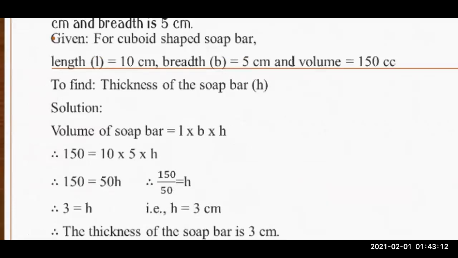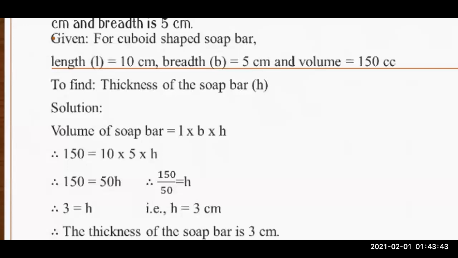Okay. Now what is given for the cuboid-shaped soap bar? Here length is 10 centimeter, breadth is 5 centimeter, volume is 150 cubic centimeter. Now what you have to find out? You have to find out the thickness of the soap bar, that is our height.